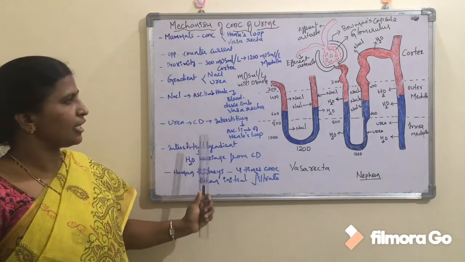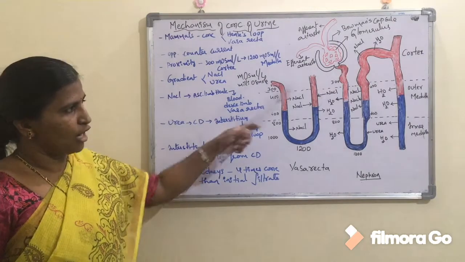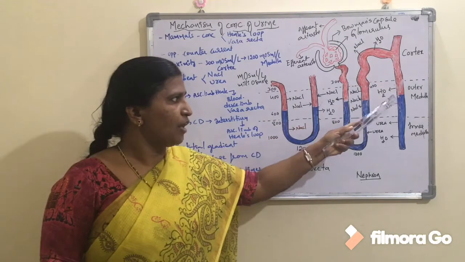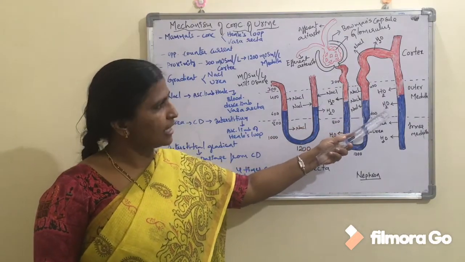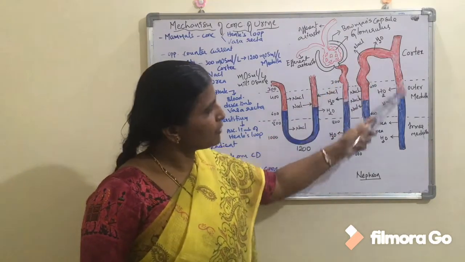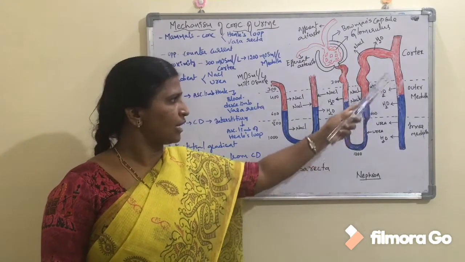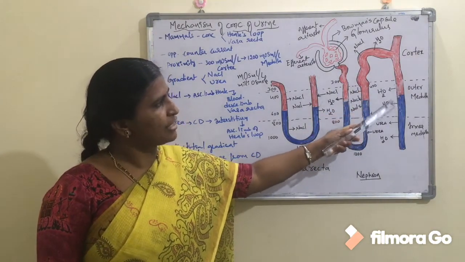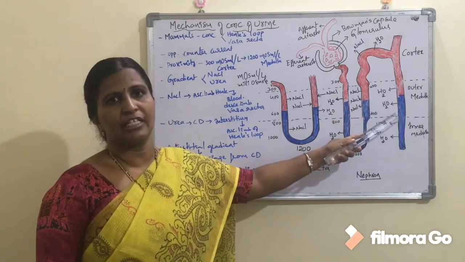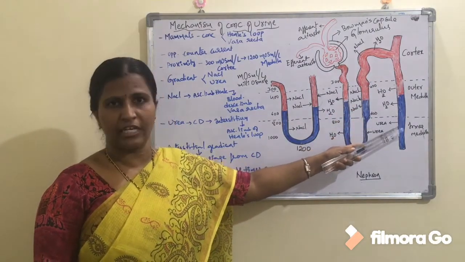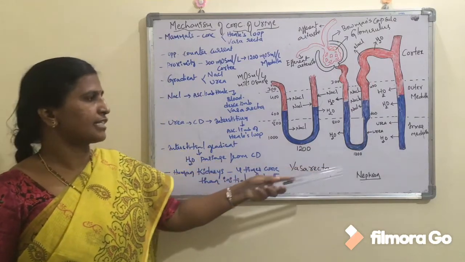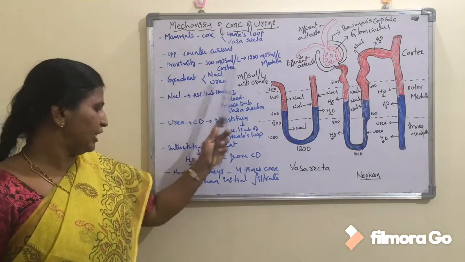This interstitial gradient in the medulla region allows the movement of water molecules into the interstitium from the collecting duct, so that the concentration of the urine in the collecting duct is also increased. That means at the final stage the urine which is excreted is a hypertonic urine.